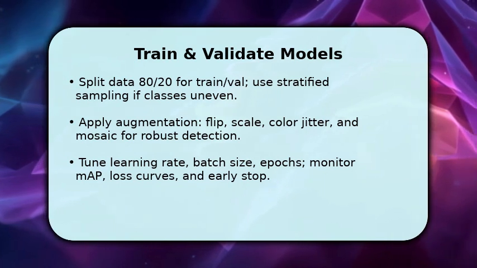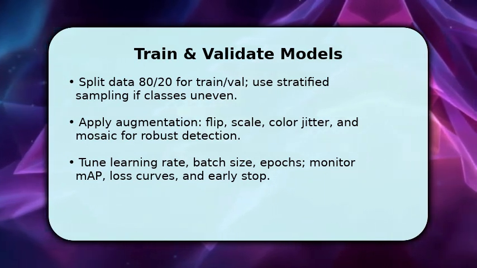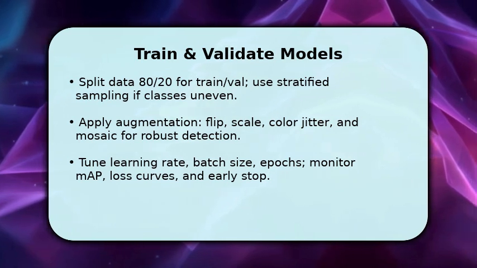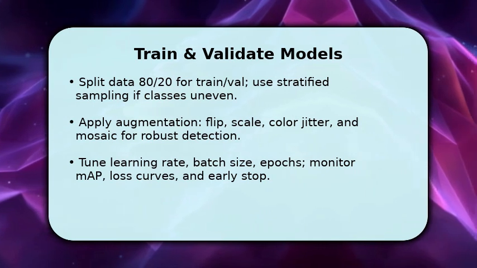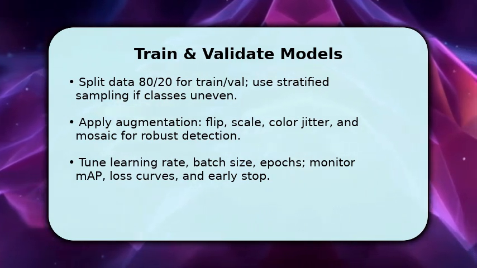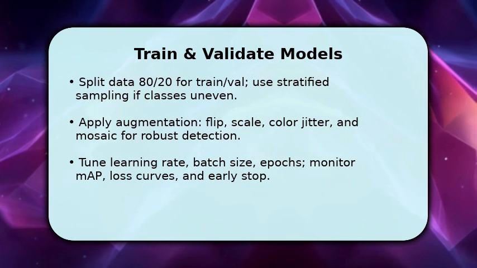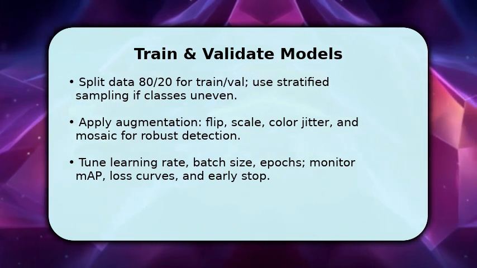Start with a conservative learning rate and small batch size, then run experiments while tracking mAP and loss curves. Make sure to use transfer learning, checkpoint frequently, and enable early stopping. Once you see consistent mAP improvements, schedule longer runs for final tuning.